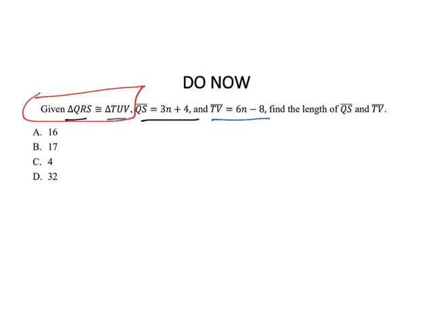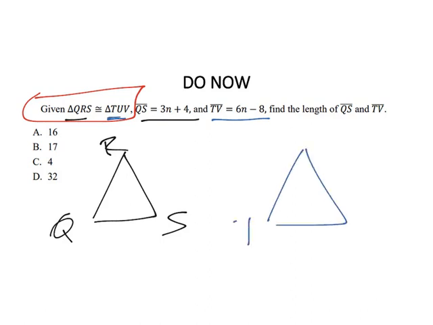We're going to have two triangles. Let's draw them. So we've got QRS. The first one, however you want to put the order, it doesn't matter, but the second one does. TUV. If I start at Q here, then I'm going to start at T here. So T, U, and V. And we're told that QS down here is equal to 3n plus 4. We're also told that TV down here is 6n minus 8.